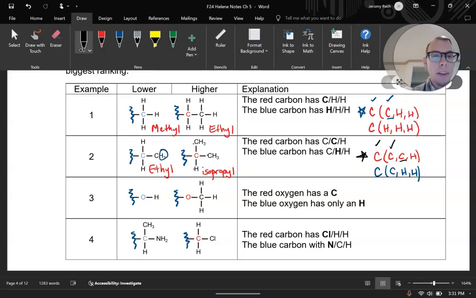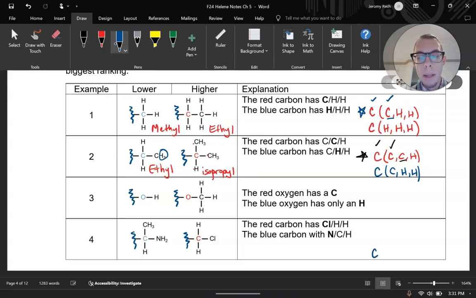Here, if we look at our blue carbon, we have a carbon connected to a nitrogen, a carbon, and a hydrogen. I'm going to list this nitrogen first because it has a higher priority, since it has a higher atomic number than carbon. So nitrogen, carbon, hydrogen are going to be my 3 unique attachments on the blue carbon.